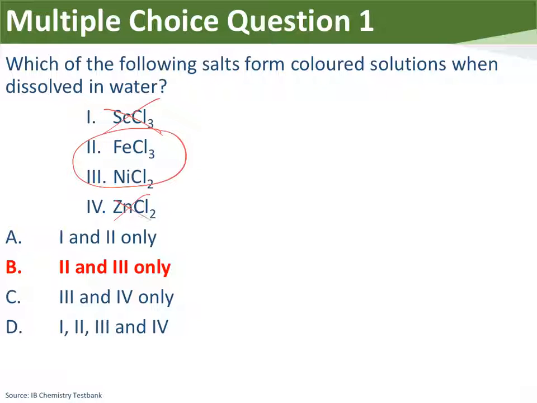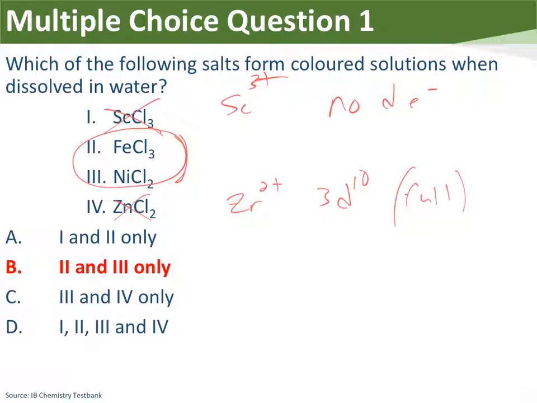Scandium is not a transition metal. Well, scandium is a transition metal because it has 1 d electron by itself, but the scandium 3+ ion has no d electrons, and the zinc 2+ ion has 3d10, so it's a full d shell. So they do not form colored complexes. This is a bit of, I don't know if you'd call it memorization, but a bit of remembering that scandium 3+ and zinc 2+ do not form colored solutions. The rest of the transition metals typically will.